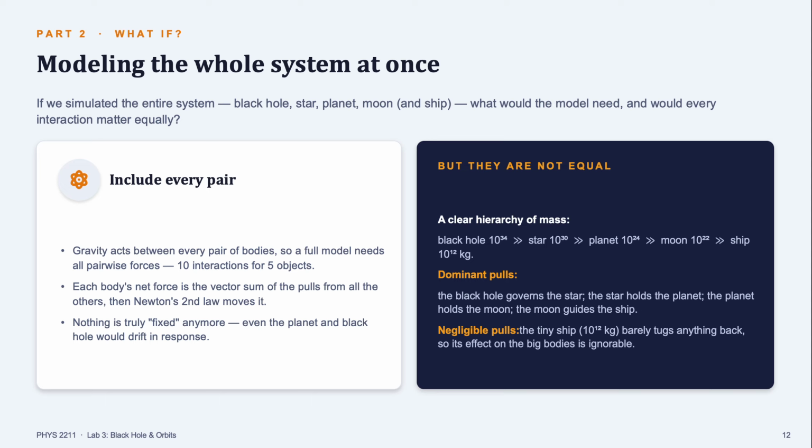What if I modeled the whole system? Black hole, star, planet. I need every pairwise gravity force. Nothing would stay fixed, but that wouldn't matter equally. There's a mass hierarchy, which means the black hole dominates the star, the star holds the planet, the planet holds the moon, the moon guides the ship, and the tiny ship barely pulls back on anything. So you can include everything, but a few dominant interactions set the behavior.